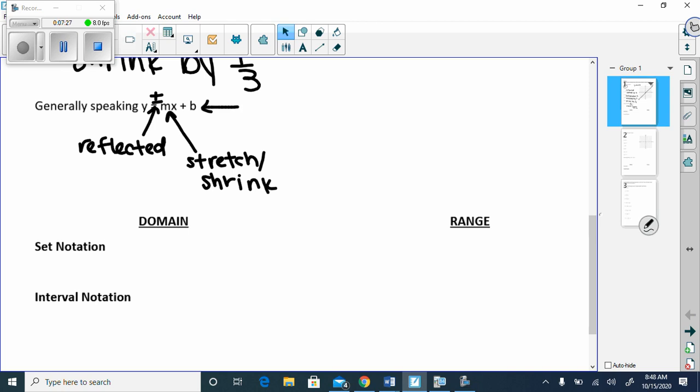Alright, and then this plus b right here, that's like our x plus 3 and x minus 3. What did those numbers do to our graph? Right, they moved it up and down. Good.